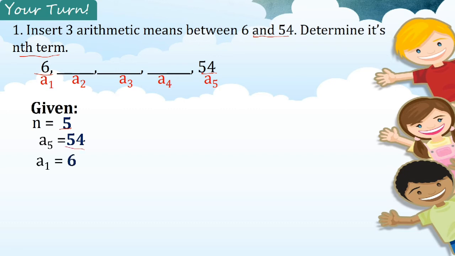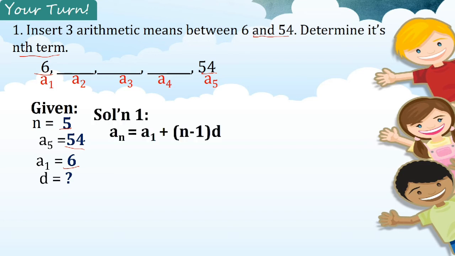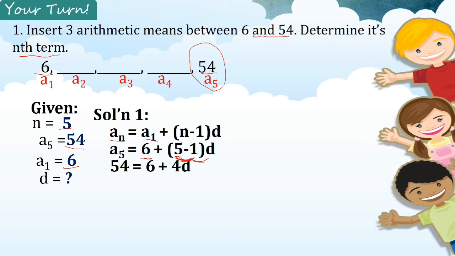Our first term is 6, and we have to solve for the common difference first. So, to solve for the common difference, we have a sub n, our formula for arithmetic sequence. And then for a sub n, we will use the last term, a sub 5 equals, first term a sub 1 is 6 plus our n is 5, 5 minus 1 times d. So 5 minus 1 is 4, 4 times d, that's 4d. So substitute na natin si 54 dito as value ng a sub 5. So 54 equals 6 plus 4d.